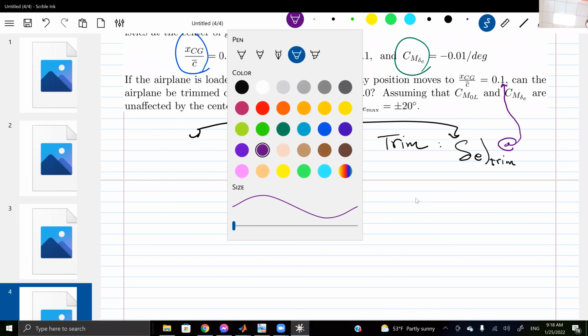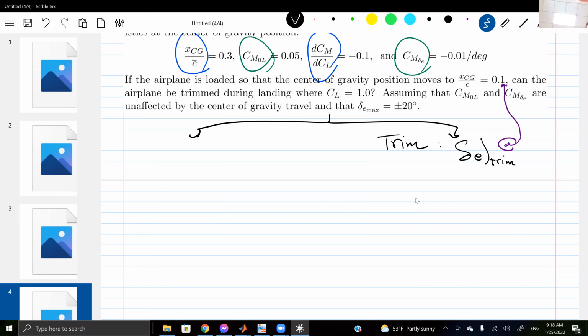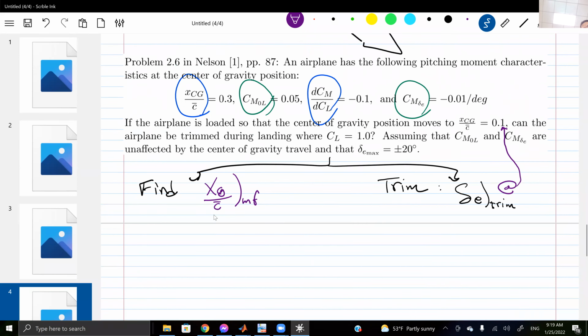All right, another. Any other suggestion? What is the other route that we could go? Find the most forward CG location, and check what? That it's within the limit dictated by this limit. So I will leave this right branch to you to do. I'm going to do this left branch since we are talking about the XCG most forward, and that's so easy actually.